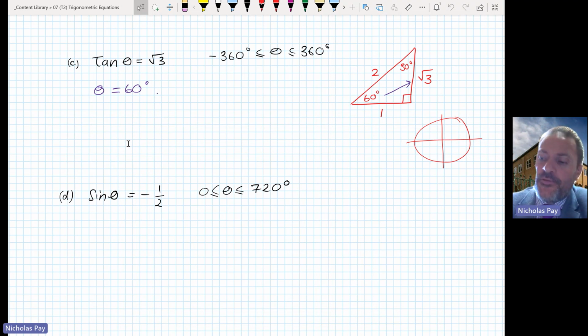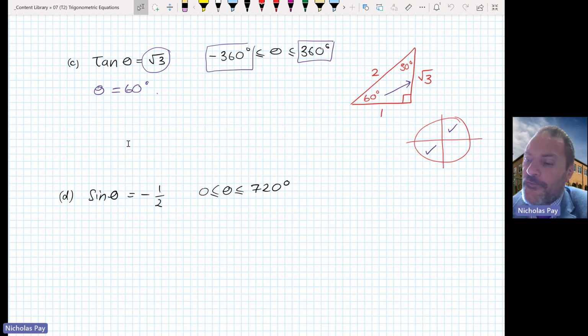It's a positive root 3, which means it can sit in the first quadrant and the third quadrant, if it's between 0 and 360. Well, to begin with, it does go to 360, but it also goes to minus 360. So it does sit in those two quadrants. Let's start with those two first. If the first one's 60, the third quadrant will be 180 plus 60, which is 240 degrees.